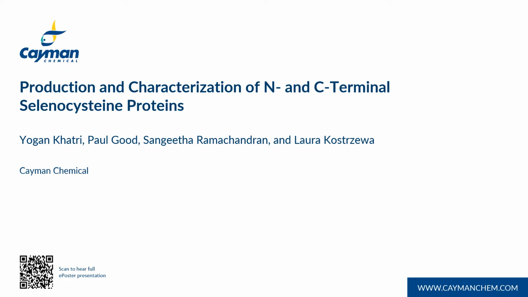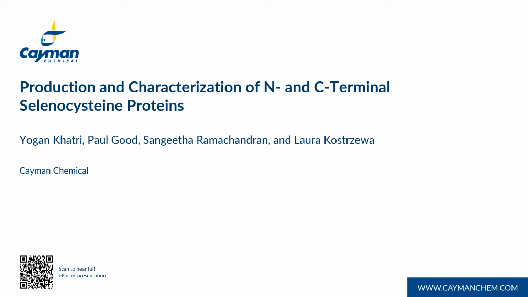Today I'm going to talk about the production and characterization of N and C terminal selenocysteine proteins. Selenocysteine is the selenium-containing analog of cysteine. It is the 21st proteogenic amino acid available in the biological kingdom. Remarkably, while some organisms like higher plants and fungi use the readily available sulfur to express cysteine homologs, mammals, fishes, birds, nematodes, and bacteria still maintain the energetically costly and inefficient process of selenocysteine expression.